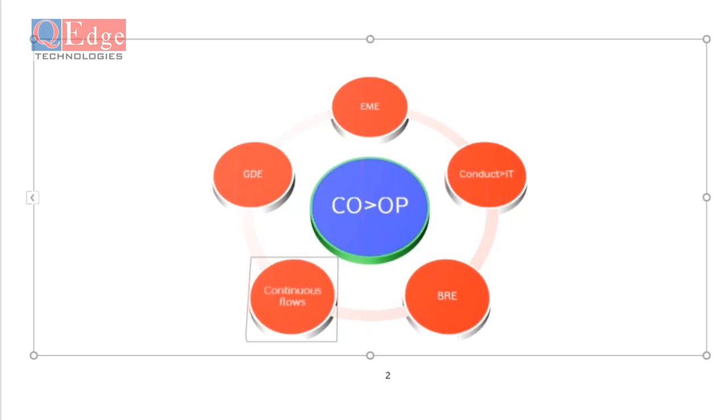So it is running every time, 24 into 7 into 360 days. That is the reason why we call it continuous flows. The graph will never stop.